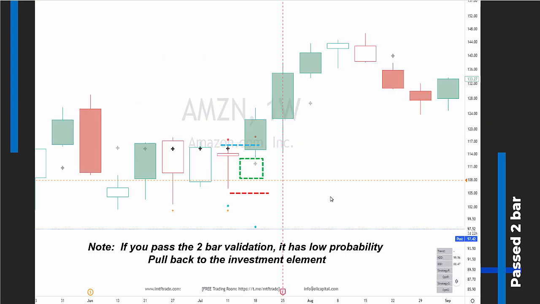Let's go back to this trade here. Notice we entered here, it passed the 2-bar validation, so there's low probability to come here. Now remember, I said you have to evaluate every cross. Over here, this was real. So now this makes it a potential investment cross, since it was real. The 2nd bar was not real. So now you have a high probability to come back to that cross right there, and that's exactly what it did.